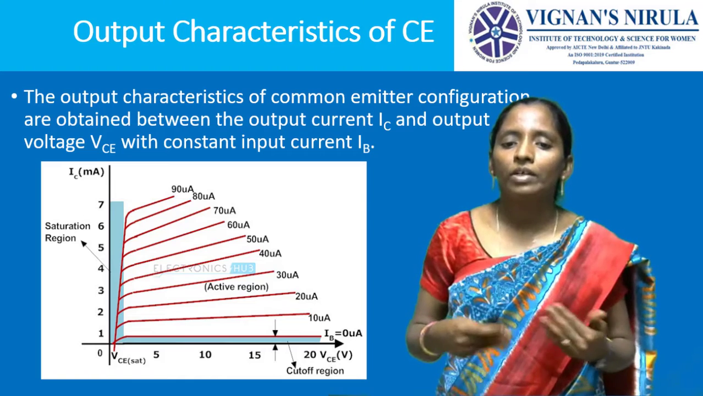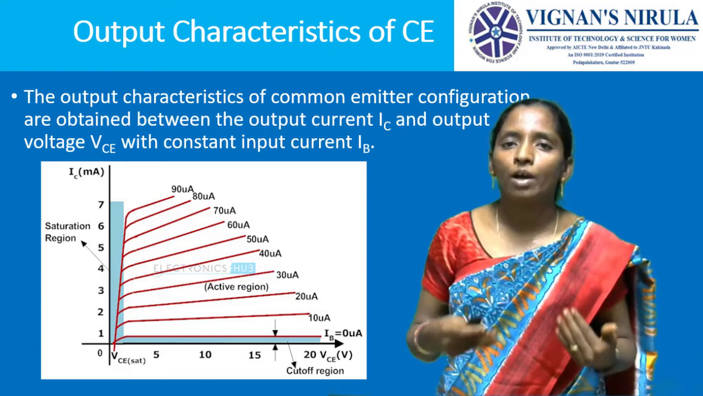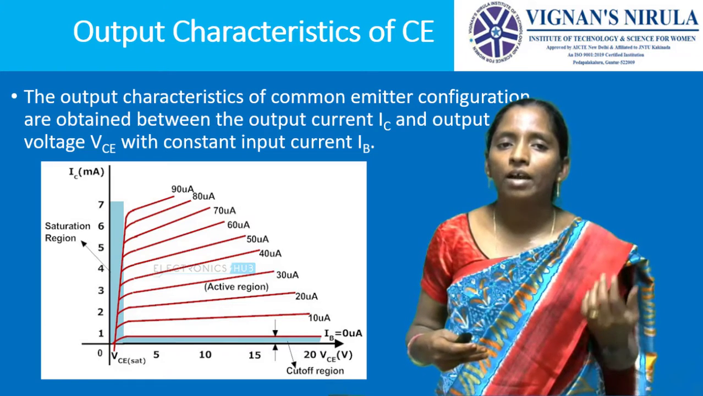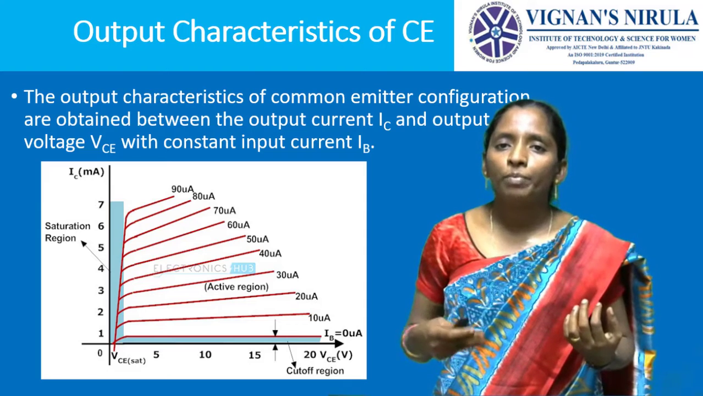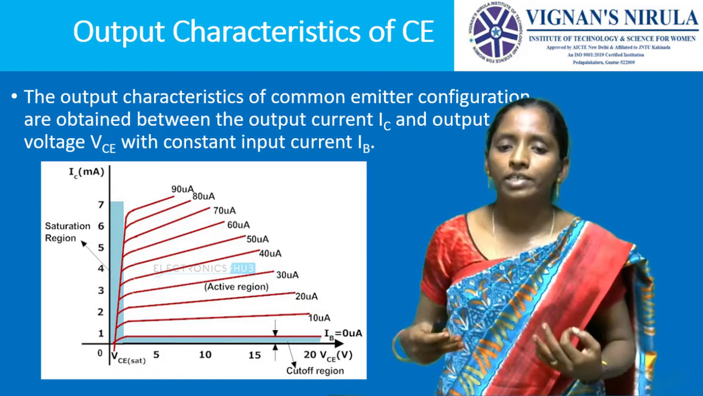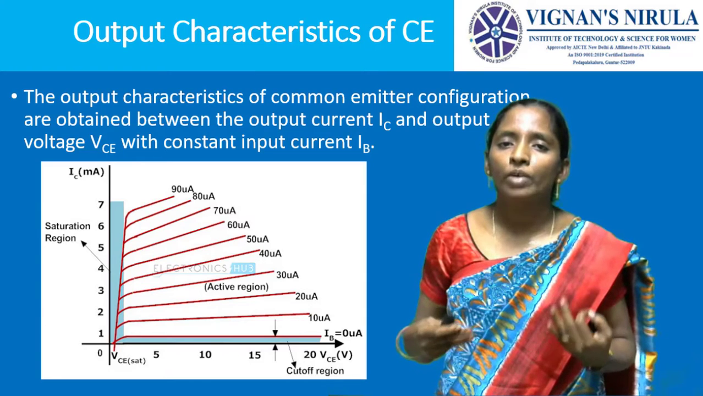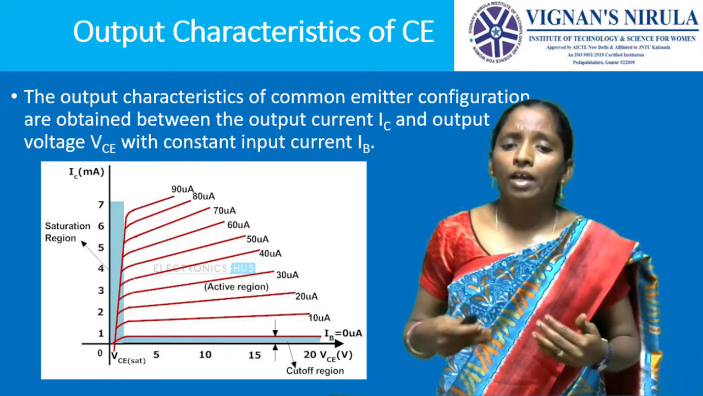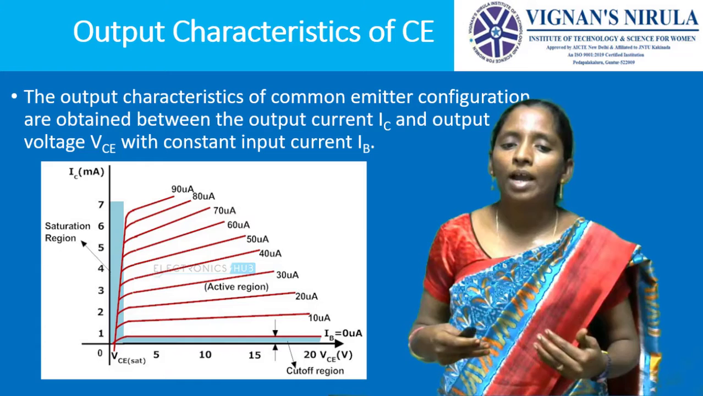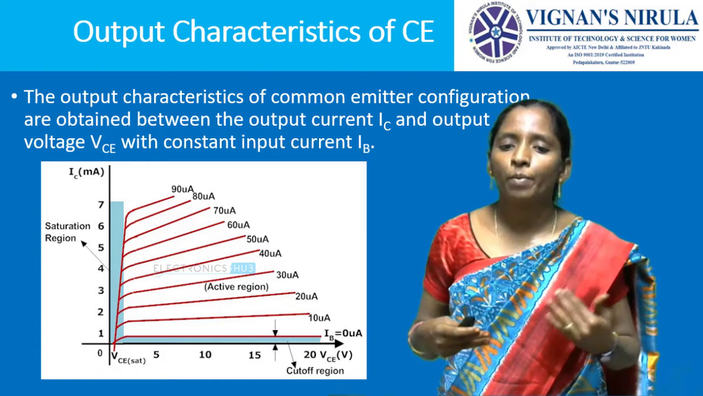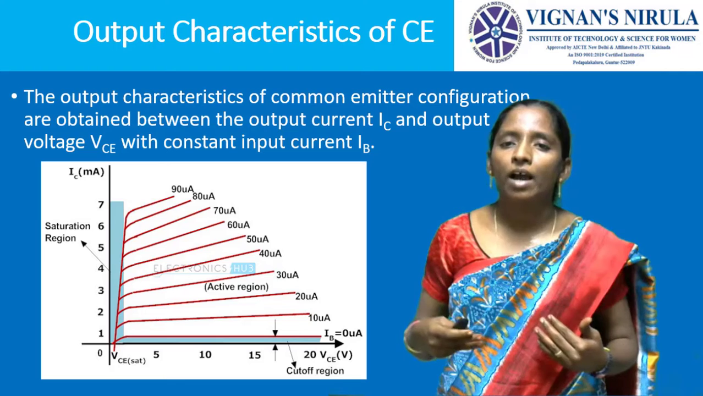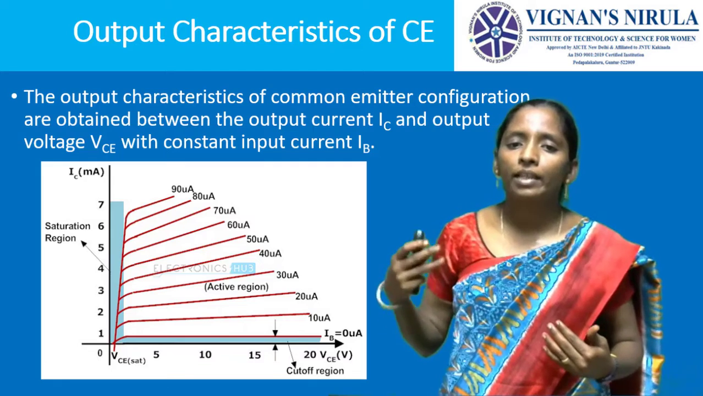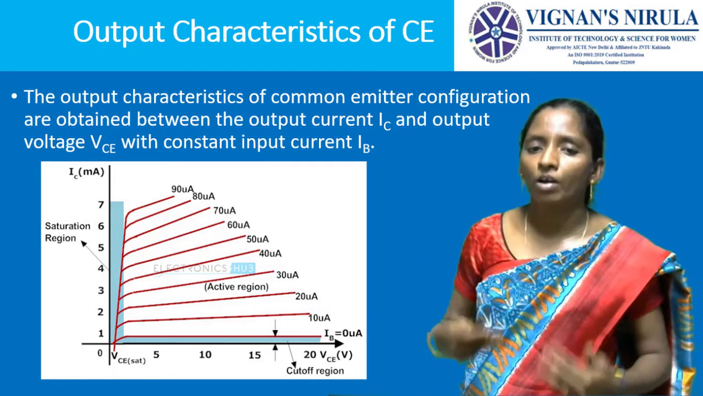Now plot a graph between output voltage and output current. Output voltage is taken on the x-axis and output current is taken on the y-axis. Here keep the input current constant. The input current is IB, so we are taking the input current in microamps. So at the lower values of IB, what is happening? IC and IB are approximately equal. If you increase the IB value, IC is more and IB is very less. So these are the output characteristics of the common emitter configuration.